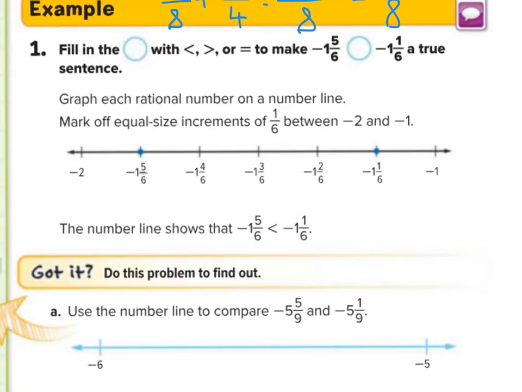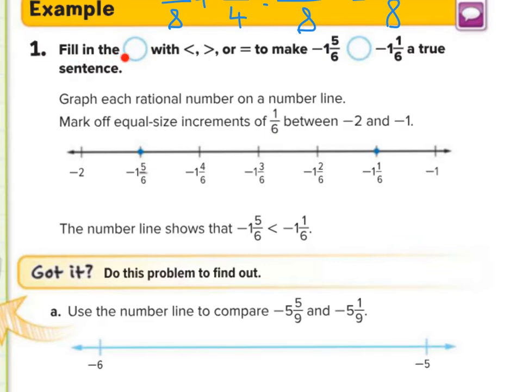Okay? We drew out a number line that goes from -1 down to -2. See? And the 0 will be around here somewhere. And then we wrote -1 and 1/6, -1 and 2/6, -1 and 3/6, -1 and 4/6, -1 and 5/6, -2, and so on. So this whole number right here, from here to here, is divided into 6 parts. And the reason they're doing that is because we're working with 1/6. So they broke the whole into 6 parts.